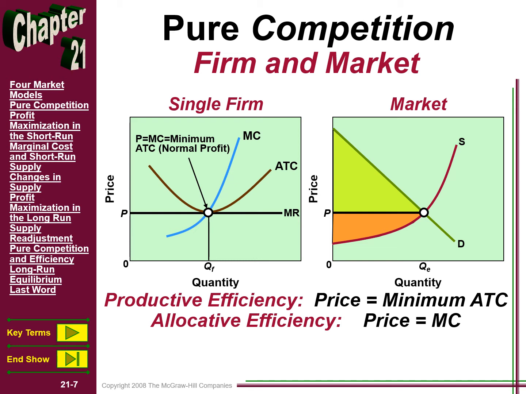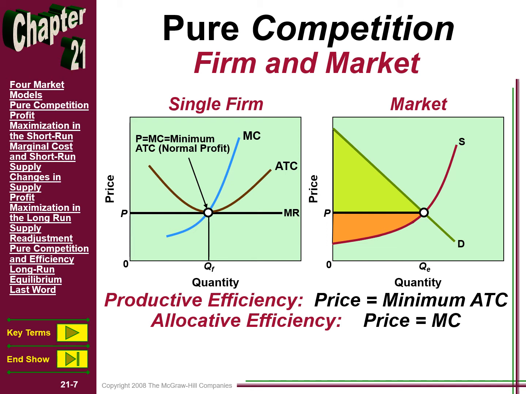Now, in a purely competitive industry, price will always equal marginal cost because price equals marginal revenue equals demand. But in the long run, we also believe that price equals minimum average total cost. Why?